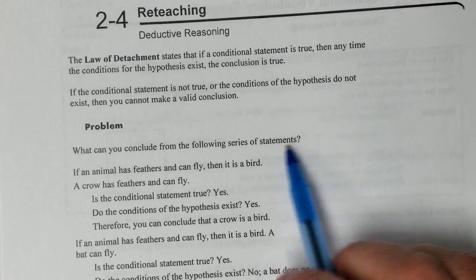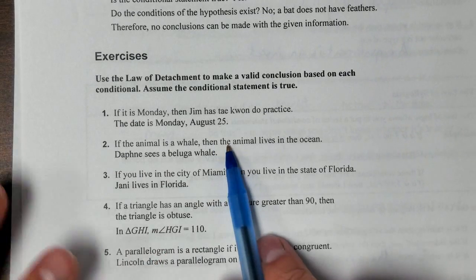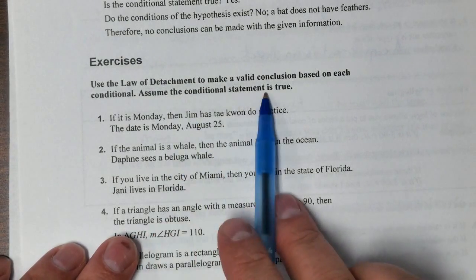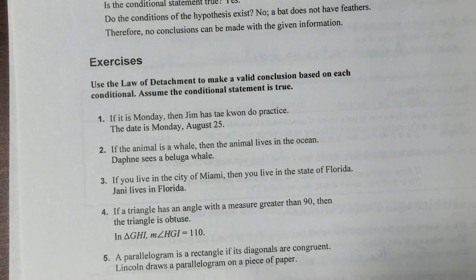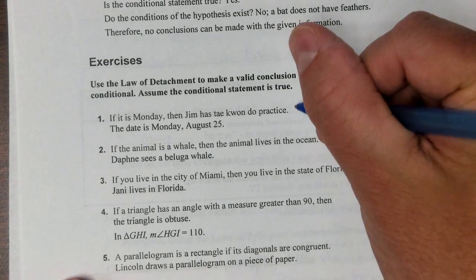Okay, and again, here's another explanation of the law of detachment. Again, assume the conditional statement is true. If it's Monday, then Jim has Taekwondo practice. The date is Monday, August 25th. So then you can say Jim has Taekwondo practice.